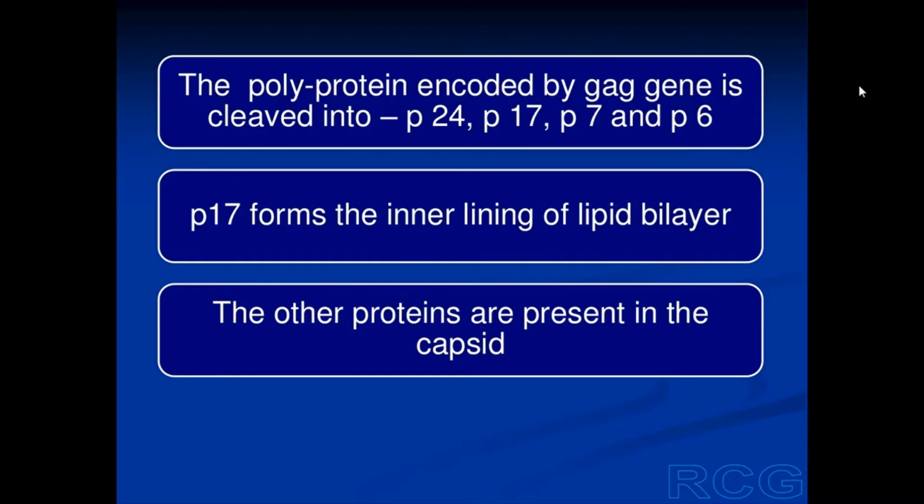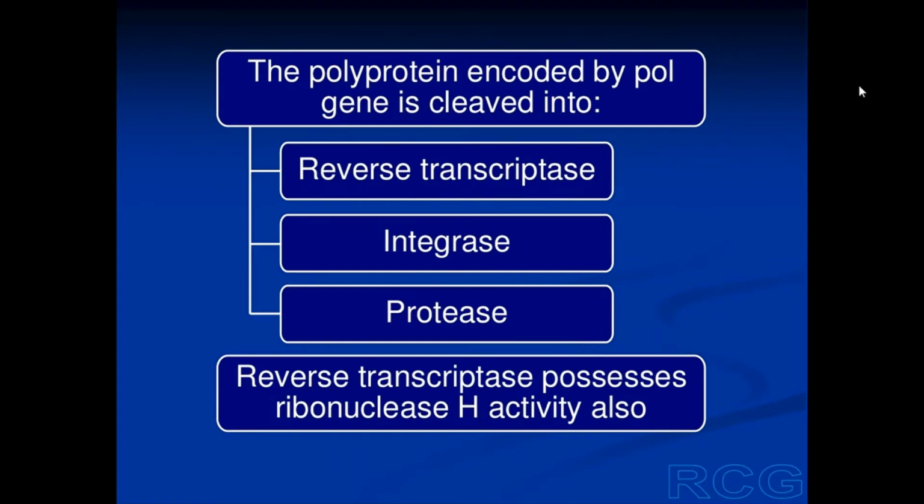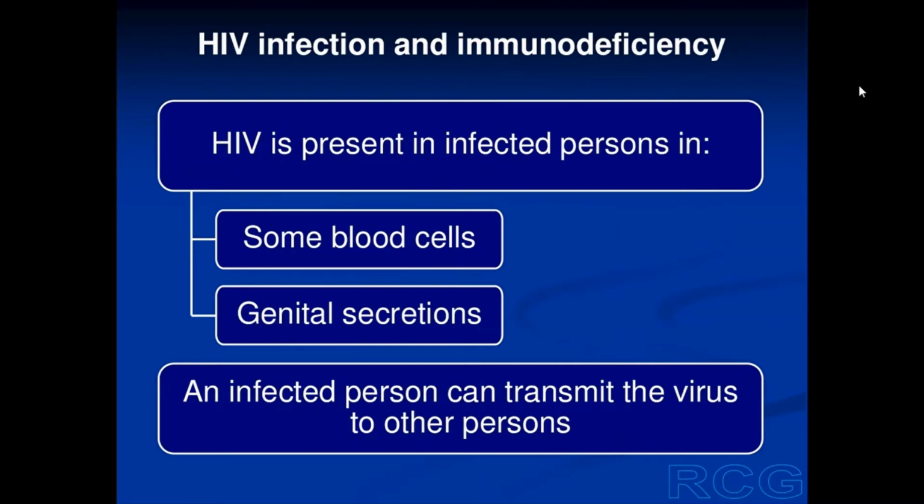The polyprotein encoded by the GAG gene is cleaved into P24, P17, P7 and P6. P17 forms the inner lining of the lipid bilayer, and the other proteins are present in the capsid. The name of the Pol gene is derived from polymerase, and it encodes the viral enzymes. It is translated into a polyprotein, which is cleaved into reverse transcriptase, integrase and protease. Reverse transcriptase also possesses ribonuclease H activity.